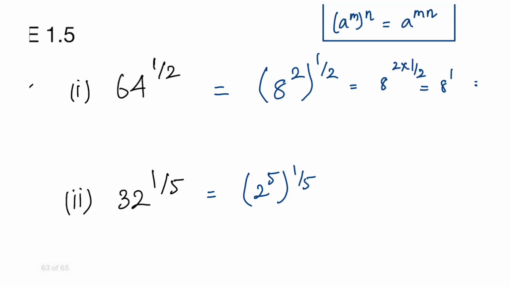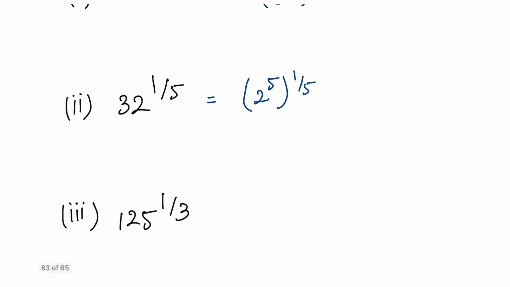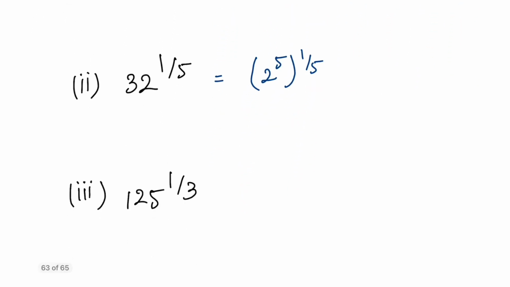represent 64 in terms of 2's power, right? So it could be 2 power 6. 2 power 6 is also 64. But if we represent it in that case, the 2 will not get cancelled exactly, right? So in that case it would be like 6 divided by 2, that again will leave you with 2 power 3, and that ultimately will give you the value 8, but it's just a hassle. So we have represented it in the form of 8 power 2.